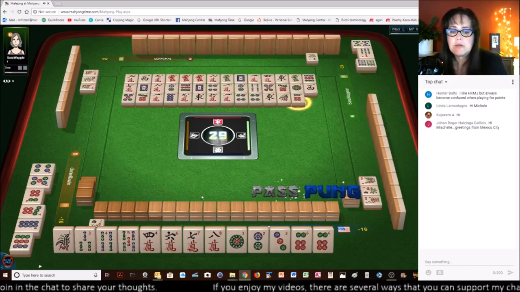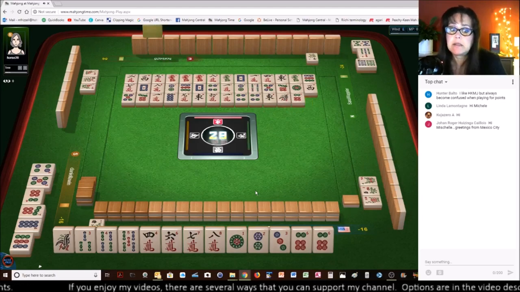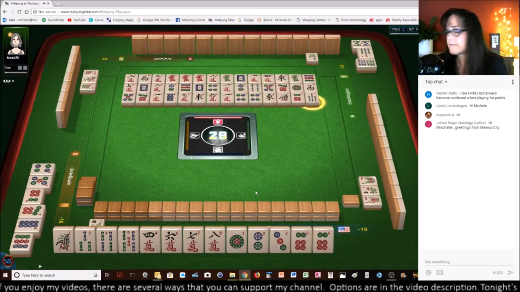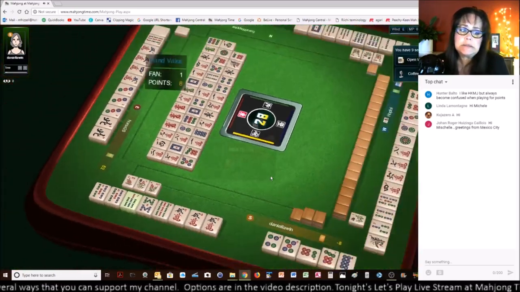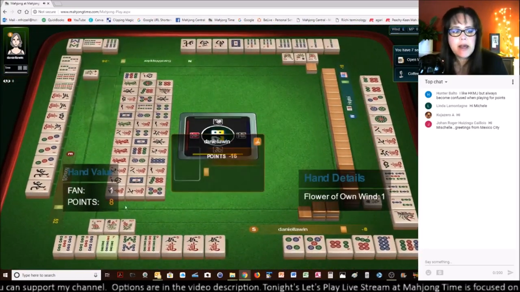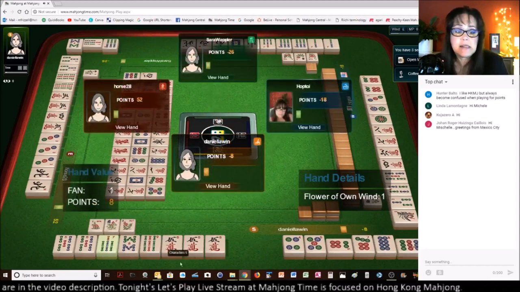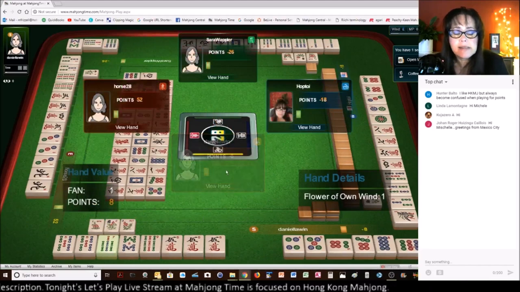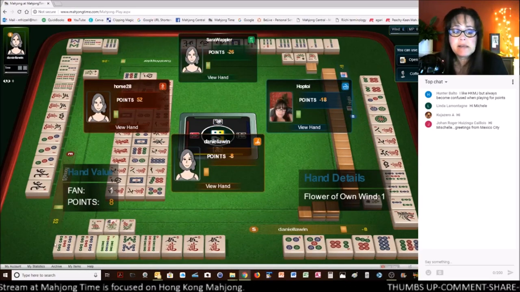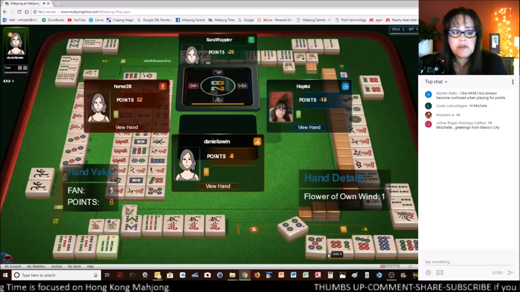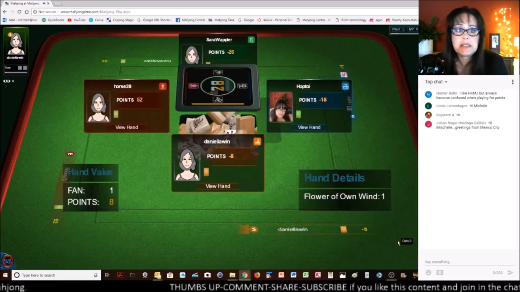6 dots. Nope. Don't be tempted to take a Kong if you're playing a chow hand because you'll wreck your score. 7 bamboos. Unless you want to play a chicken Mahjong hand. Okay, we got a Mahjong. So here we have one fan. Basically, they had their own flower, and that's it. They are the south seat, and they had a two flower. Otherwise, they had zero fan, no fan, a chicken hand, another chicken hand.